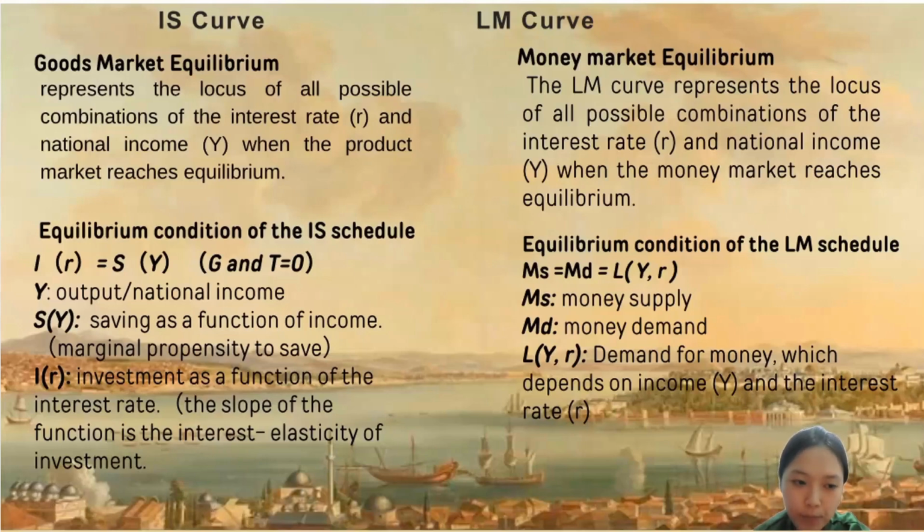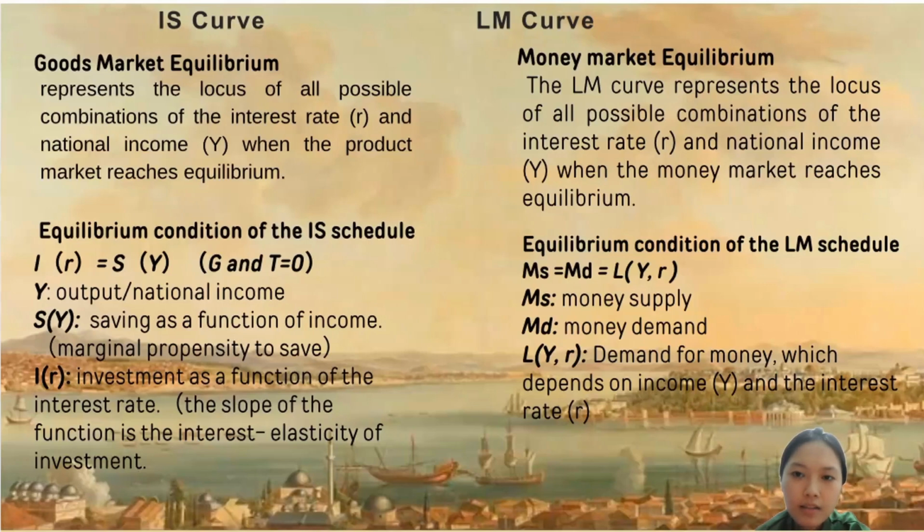S(Y) represents saving as a function of income. The slope of the function is the marginal propensity to save. I(r) represents investment as a function of the interest rate. The slope of the function is the interest elasticity of investment.